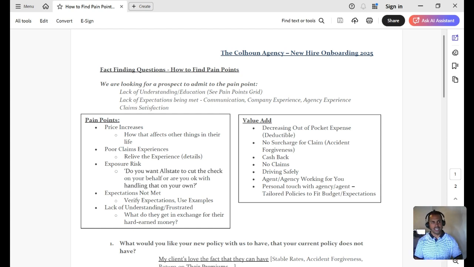This is where we're really starting to cut through the meat and potatoes of some of our call flow. Specifically, we're going to talk a little bit about our fact-finding questions. So the biggest thing that we can do is identify pain points from the prospect or client, right? The way that we do that is we need them to admit these pain points to us.